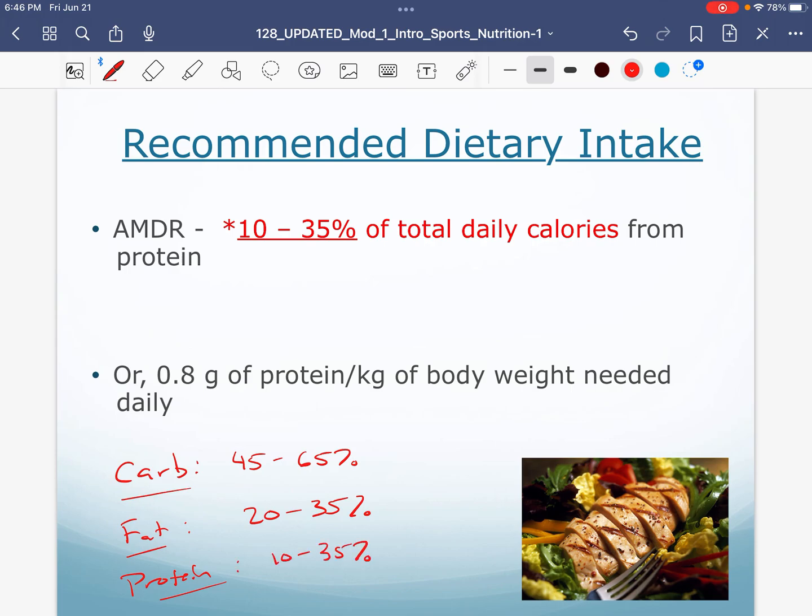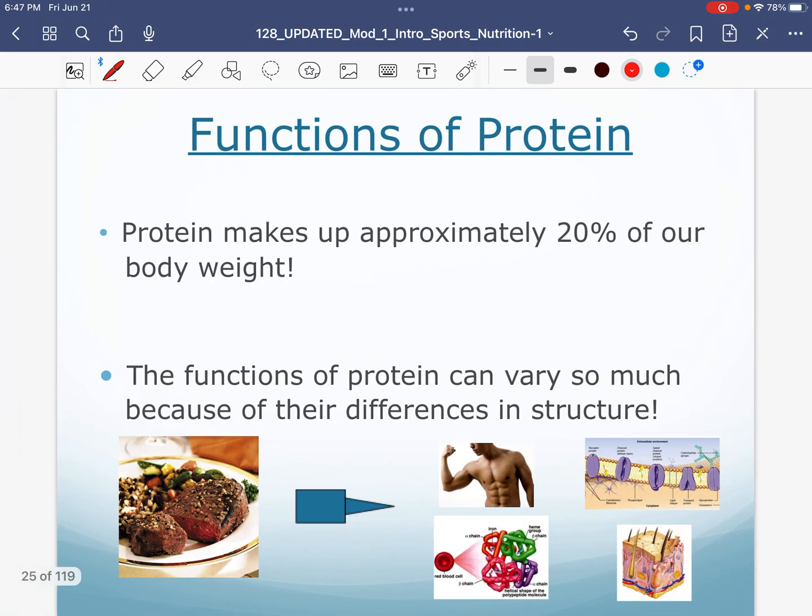Now, it's a range because it depends where you are. If you're an athlete, you might need more protein. If you're a diabetic, you might need less carbohydrates. So we give a range. More on that later. But you can see overall what we need the most of, carbohydrates. We're going to talk later about this. Another way of talking about protein intake is grams of protein per kilo of body weight. But we'll talk about that later.